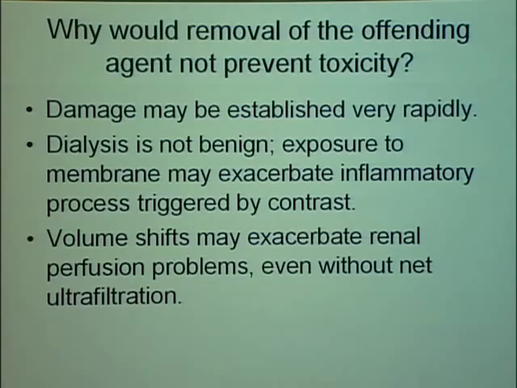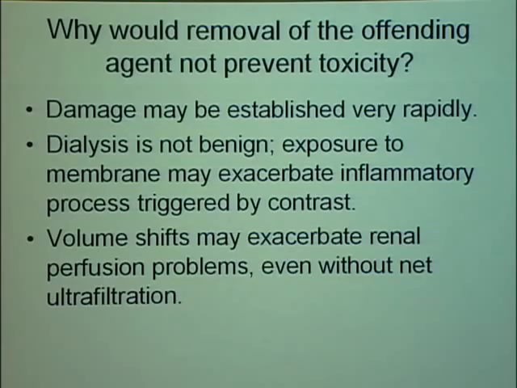Why would dialysis not work? Well, I think the best explanation comes from those first couple of slides I showed you. The effect of an infusion of contrast is immediate. The hemodynamic changes in the kidney happen within minutes. The cellular changes are detectable within an hour, well before you'd be able to decrease the contrast concentration much at all.